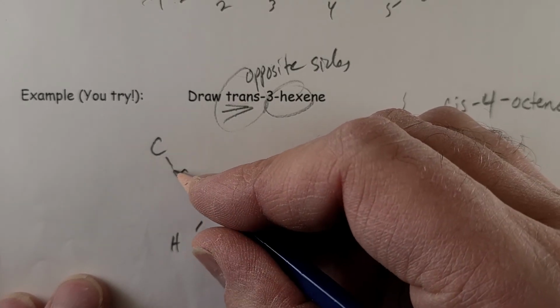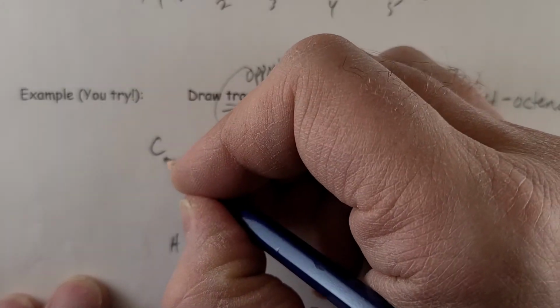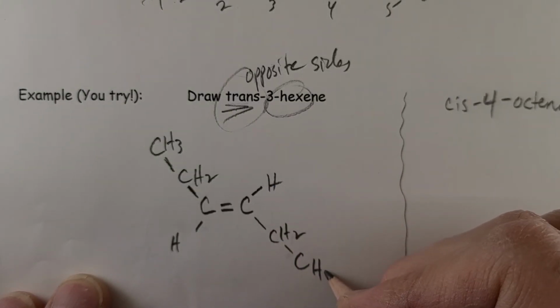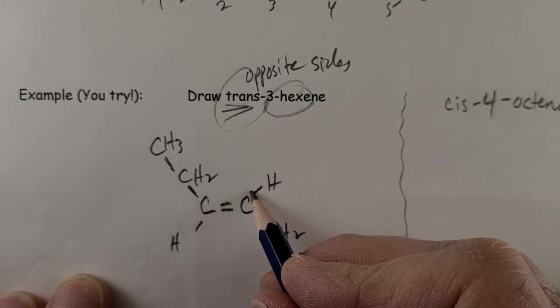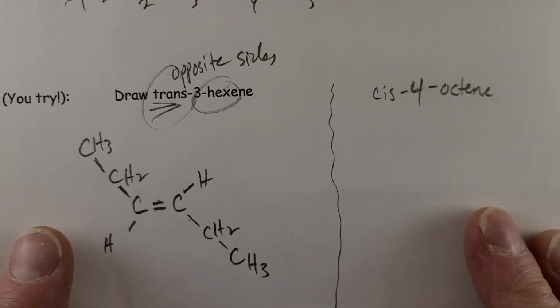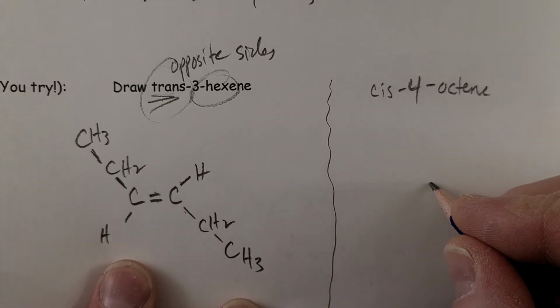This carbon here is bonded to 2 things, so it needs 2 H's, and this carbon here needs 3. And same thing on this side. This carbon is good, 1, 2, 3, 4. This carbon's good, 1, 2, 3, 4. So there we go. Trans 3-hexene. Let's look at this one.